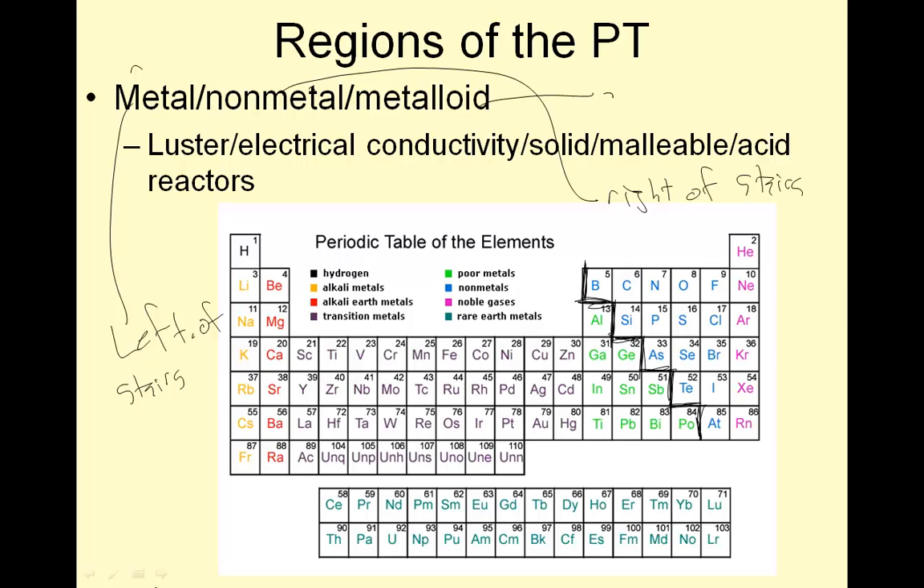And metalloids are on the stairs, except for aluminum. So your metalloids are boron, silicon, germanium, arsenic, antimony, tellurium, polonium, and astatine. They're your metalloids. These guys over here are the nonmetals. These guys over here are the metals, with one exception. Hydrogen is a nonmetal. These guys down here are metals.